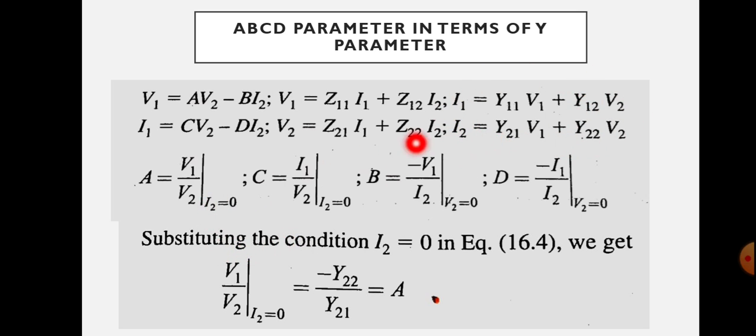So whenever I2 equal to 0, this term becomes 0. So 0 will be equal to Y21 V1 plus Y22 V2. So A is the ratio between V1 and V2. So what is the ratio between V1 and V2 from this equation? That will be equal to minus Y22 by Y21. Therefore A and Y parameters are related.